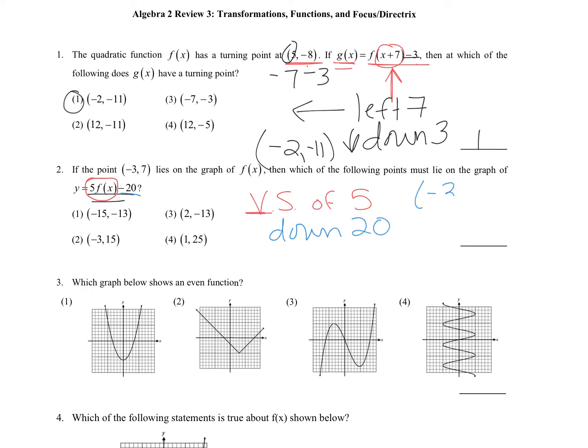So from our point -3, 7, I'm going to multiply the y by 5. So that's going to give me 35. The x stays. X is not a vertical direction, so it does not change. And then from the down 20, I'm going to subtract 20, so that gives me 15. So we get -3, 15.